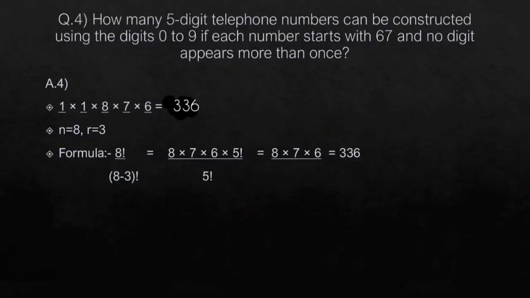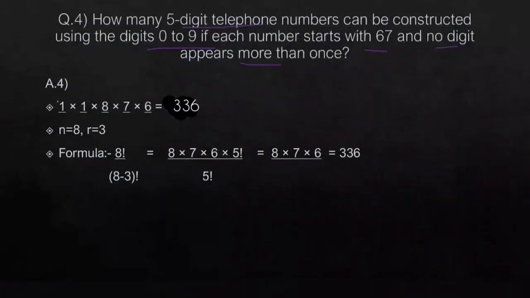Now the fourth question says: how many 5-digit telephone numbers can be constructed using the digits 0 to 9 if each number starts with 67 and no digit appears more than once? So here there are quite a few conditions given to us. The first one is that every telephone number should be of 5 digits. It should start with 67. This is the second condition. And the third is that no digit should appear more than once.